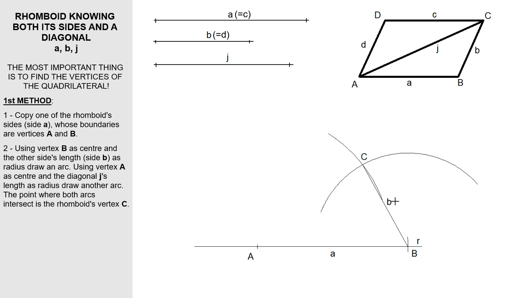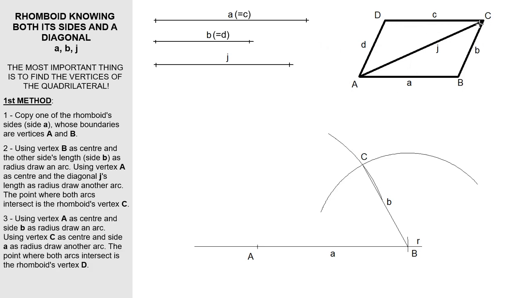In order to find vertex D, we have to find out the point that is this distance B to vertex A and this distance A to vertex C at the same time. Using vertex A as center, we draw an arc whose radius is the rhomboid's side B, because vertex D has to be on this arc, so when joining it to A, it's side B's length.